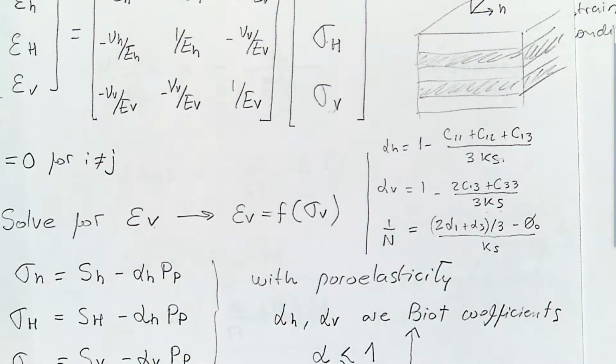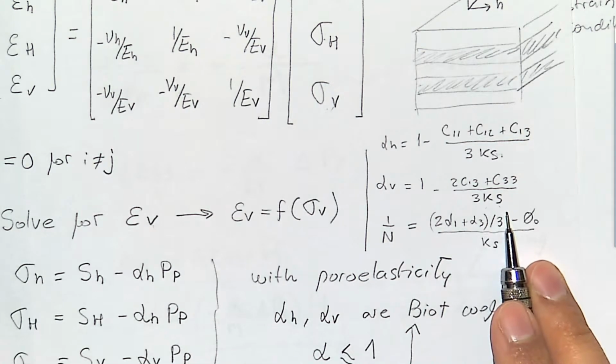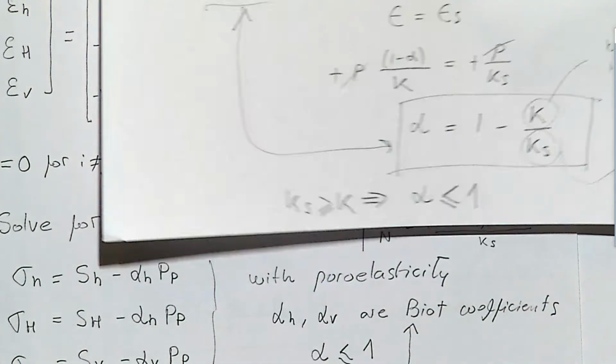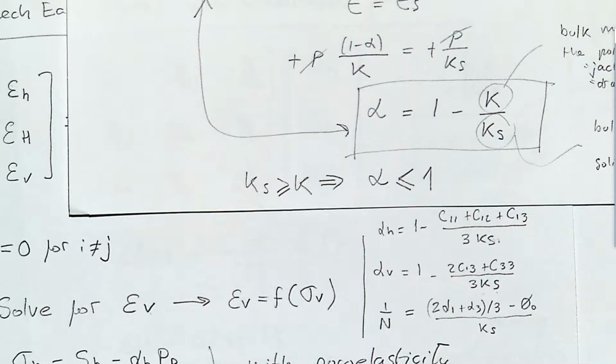So, yes, Stefan. Ks, yeah, is the K of the skeleton. How do we call it? Ks or Km? I don't remember. Let me check. I think I call it Ks. Yeah, Ks. So Ks is the K of the solid part or the solid skeleton. So if you compare it to this equation right here, it is very similar, but it includes the anisotropic part.